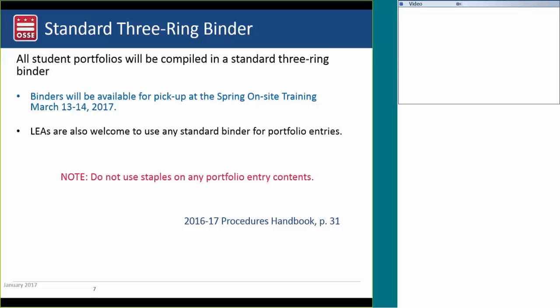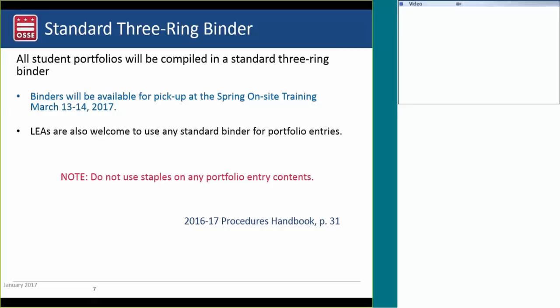Binders, as I mentioned a few minutes ago, will be available for pickup at the spring on-site training. There will be two trainings. You can attend one day or the other. I would welcome any and all of you who are attending this webinar to also try to come to the on-site training in March on the 13th and 14th. Binders will be available for pickup at that on-site training, or you can provide your own or have your LEA provide you with a binder. Any standard binder, as I mentioned, with a 1-inch or 1.5-inch ring would be most advantageous.